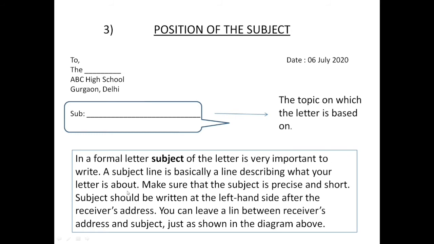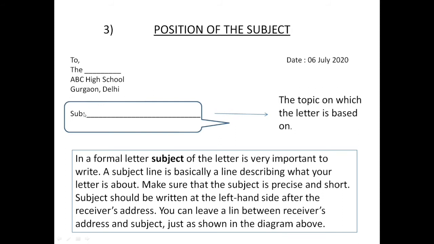So what is the position of writing the subject? It is at the left hand side corner, immediately below the receiver's address. You can leave a line between the receiver's address and the subject, just as shown in the diagram above. After writing the receiver's address fully, leave one line and then write the subject. So our third step of formal letter writing is the subject.